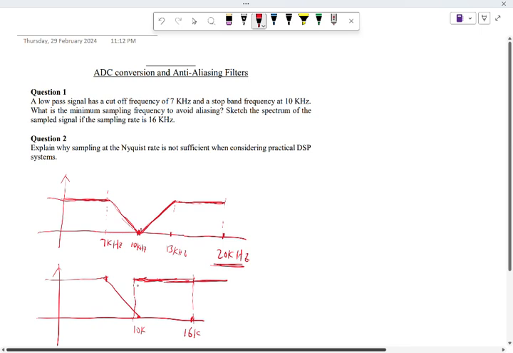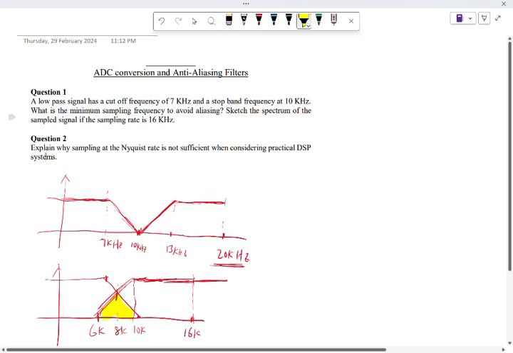And then you have a stop band here. You will reach another 3. So in total it is 10, right? So this is a 6K. So in the middle here will be 8K. So clearly there is overlap here, which will cause an aliasing problem. Okay, so that is the first question.